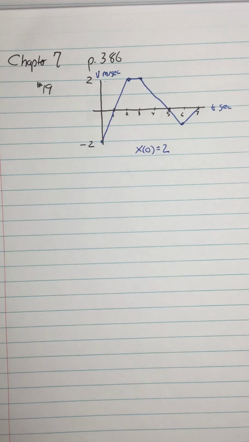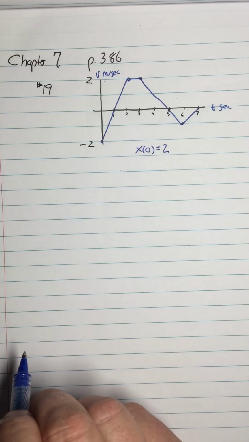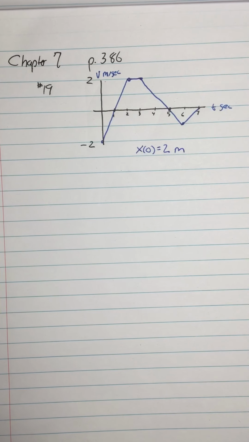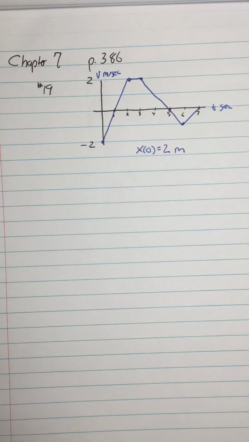What do they give us? Units? Yeah, they give us meters per second and seconds. So even though they just say the particle starts at x equals 2 and they don't give units for that, it means 2 meters. We know because velocity is meters per second. So if we want to know where the particle is, all we have to do is find the displacement, and then add it to the 2 meters that it was at time 0. So we'll start by finding the displacement.